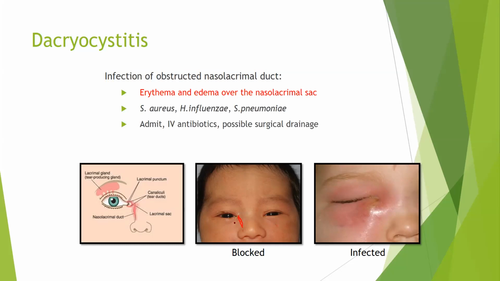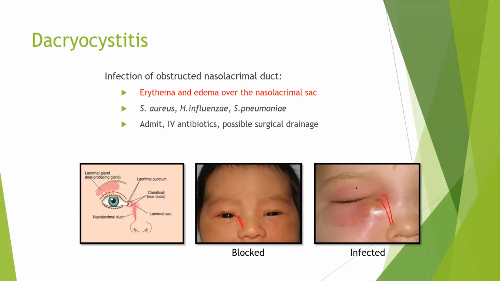You'll get some blockage here, and then the history will be, you know, my child has had this drainage and discharge, and maybe a light bit of erythema in the eye, to which the treatment is just warm compresses and kind of milking down into the nasal passage to try and clear this lacrimal duct out. Okay, so the nasal lacrimal duct right here and there, and it should be draining.